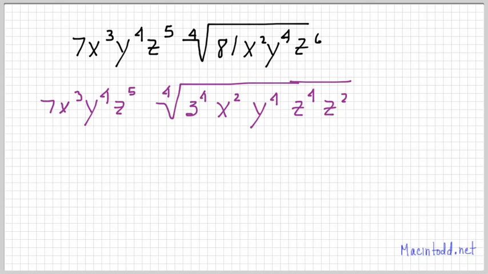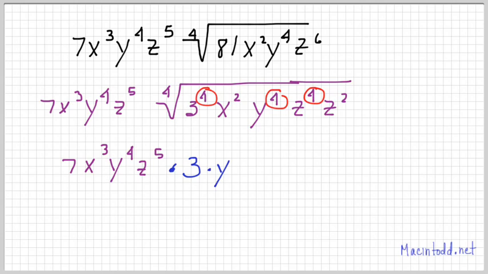It's still equal to z to the sixth, but now I've got a z with an exponent of 4, a y with an exponent of 4, and a 3 with an exponent of 4. So on the outside I still have this 7x cubed, y to the fourth, z to the fifth, and out joining it with multiplication is a 3, a y, and a z, and stuck inside is an x squared and a z squared.